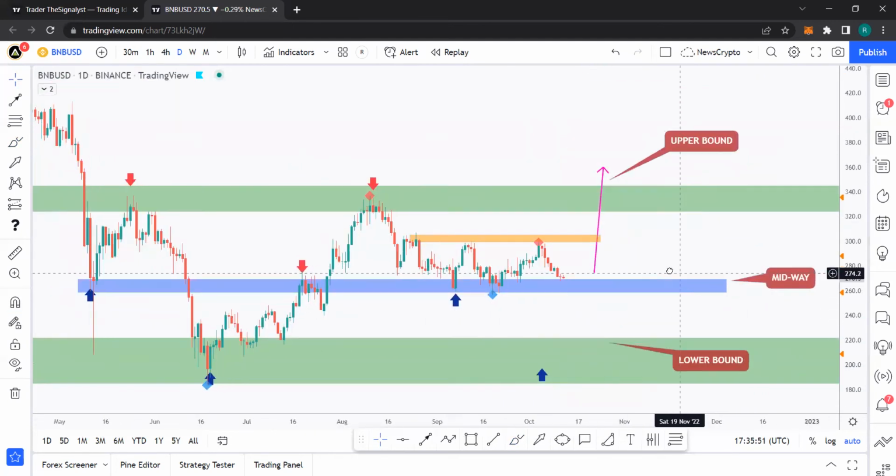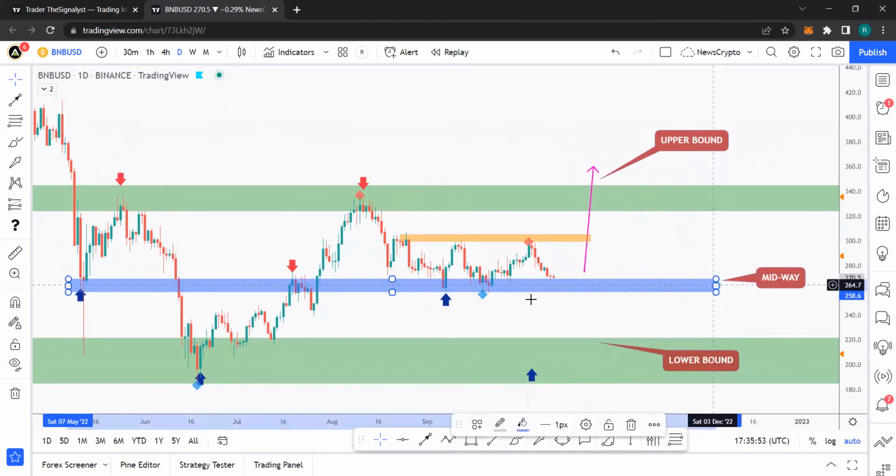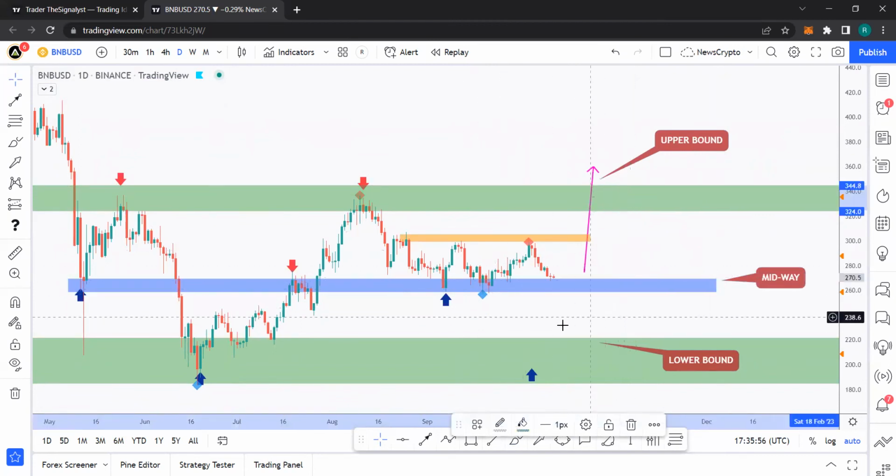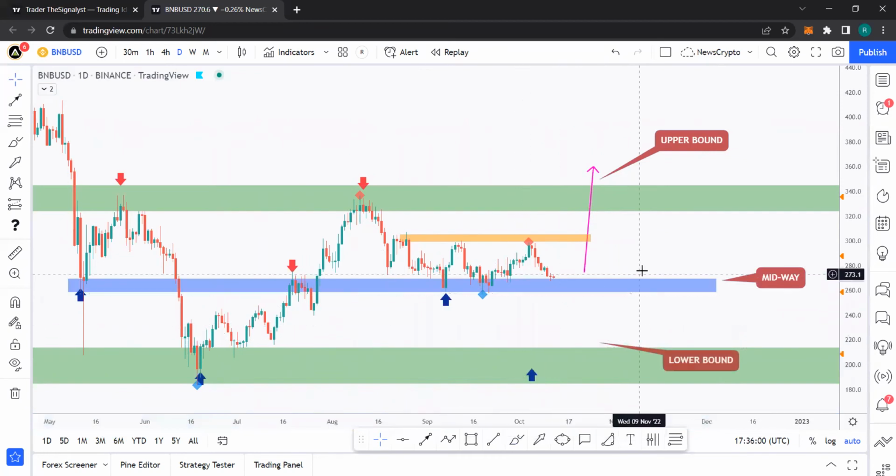Just like Ethereum, we have a midway. We are currently at the upper bound and the lower bound. Let's make it also a little bit smaller. So we're looking for buy stops here, unless we have the break. In this case, we'll be expecting bearish movement. That's why I set my alert here, so I want to know if we will have the break. My alert here is for the buys to take over long term.